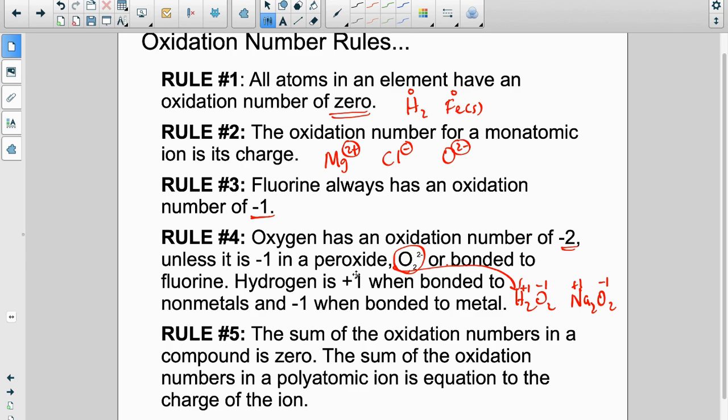Hydrogen is always +1 when bonded to nonmetals and -1 when bonded to metals. Rule number 5, the sum of the oxidation numbers is always going to be 0 in a compound. The sum of the oxidation numbers of a compound is 0. So the total charge, the sum of the oxidation numbers in a polyatomic ion, is equal to the charge of the ion.